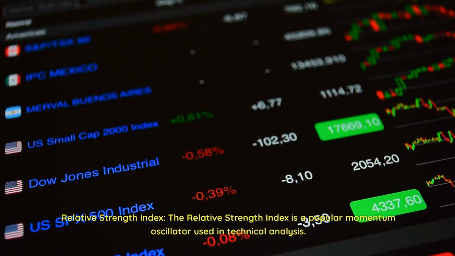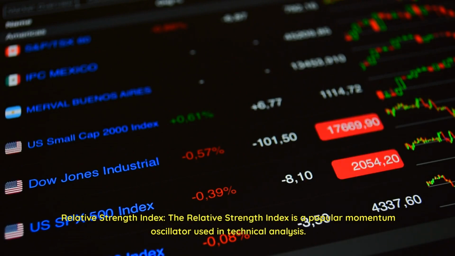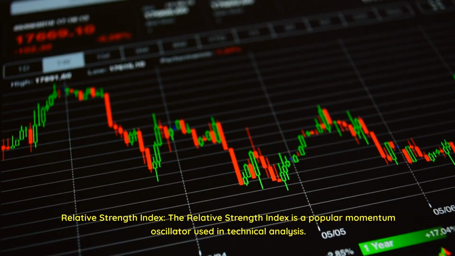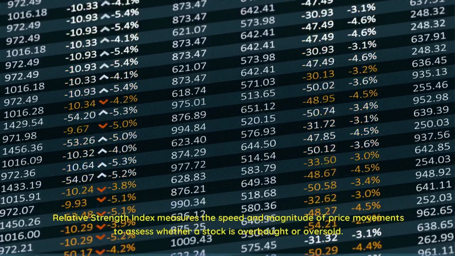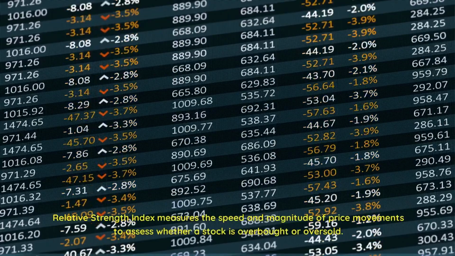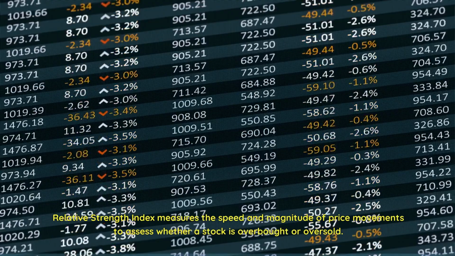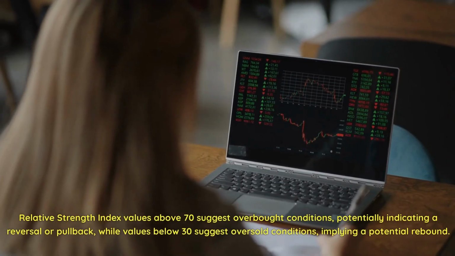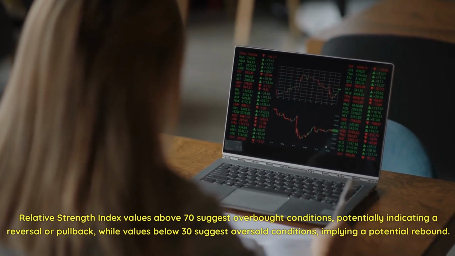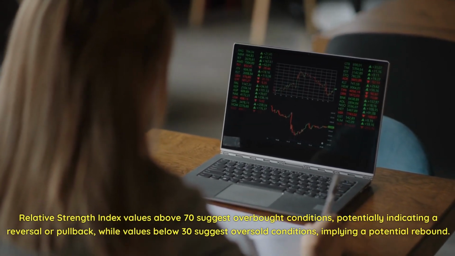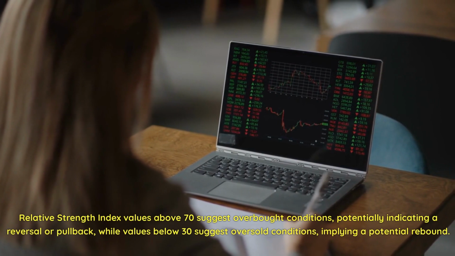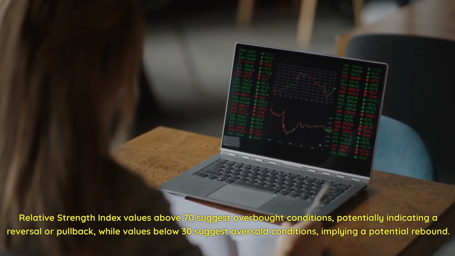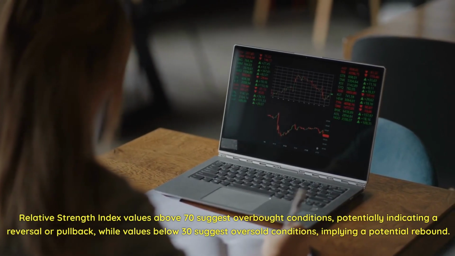Relative Strength Index. The Relative Strength Index is a popular momentum oscillator used in technical analysis. Relative Strength Index measures the speed and magnitude of price movements to assess whether a stock is overbought or oversold. Relative Strength Index values above 70 suggest overbought conditions, potentially indicating a reversal or pullback, while values below 30 suggest oversold conditions, implying a potential rebound.